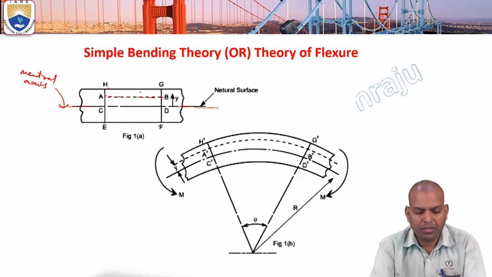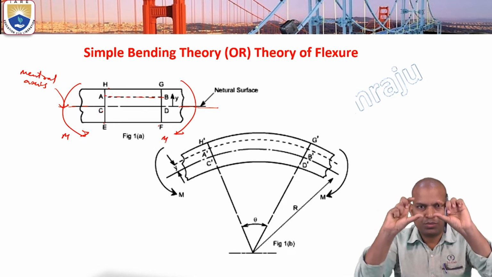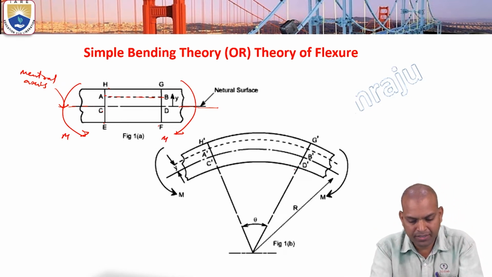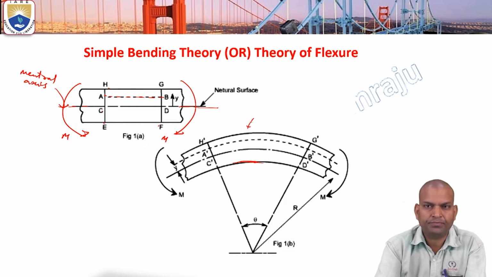When we apply the couples, bending couples, that is the moments M, it causes bending. That is, it bends inwards. So the beam experiences compression in the inward layers and tension in the outside layers.